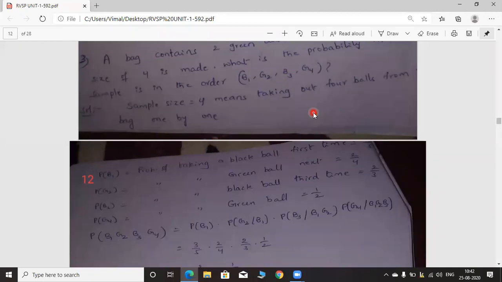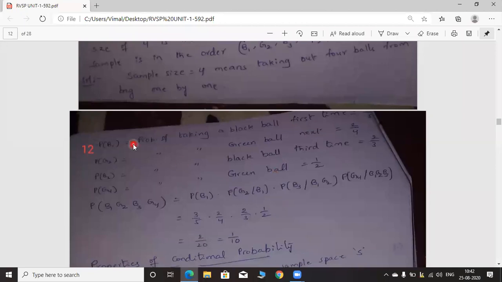First, if you pick the first ball from the bag, it should be a black ball. So what is the probability for this event? If you pick a ball from the bag a second time, that second ball should be a green ball. So what is the probability for this event? Next, if you pick the ball a third time from the bag, it should again be a black ball. So what is the probability for this? Like this, we have to find the probability for this order. Okay, here see the problem.